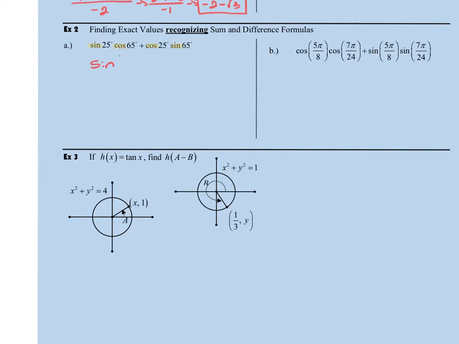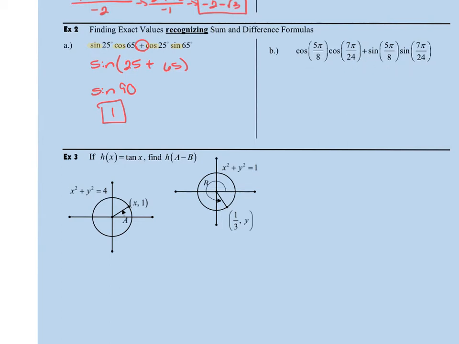So this can be written as sine of 25, 65, and since that's a plus, this is a plus. Well, 25 plus 65 is 90, so this just becomes sine of 90, which of course I know is 1. So I don't actually need to go through the whole formula. I just needed to recognize that it had been used.